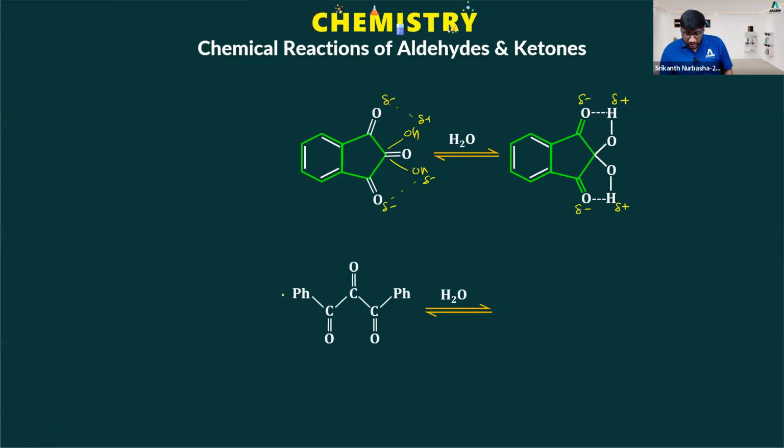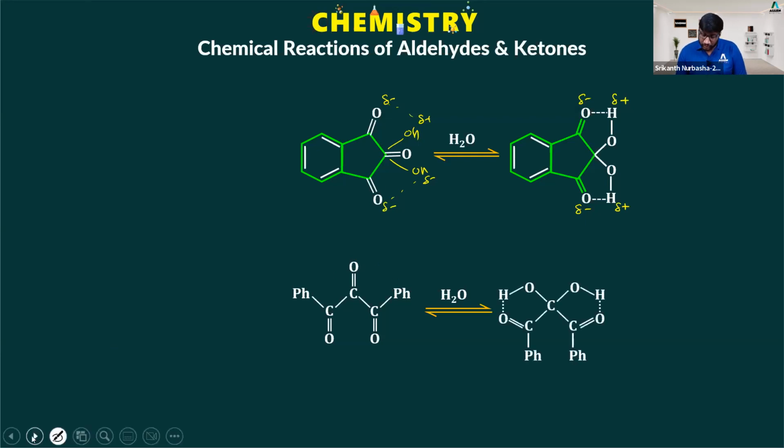Look at this compound: C double bond O, C double bond O, C double bond O. Whenever three C double bond O groups are present on three adjacent carbon atoms, you have to always think of the diol with the middle carbon, middle C double bond O converted, so that it can form two hydrogen bonding sites. Partial negative, partial positive, partial negative, partial positive. Yes or no? Greater the number of hydrogen bonding sites, greater will be the stability, or not.